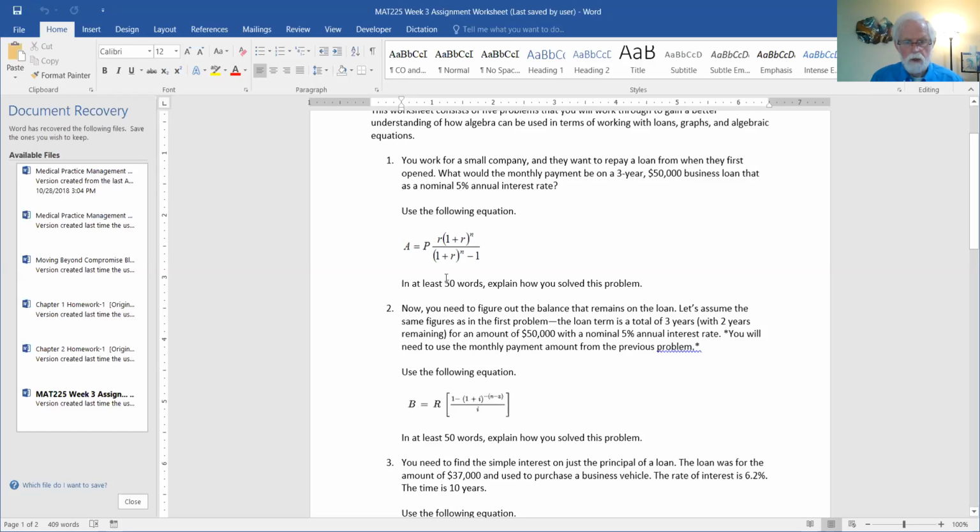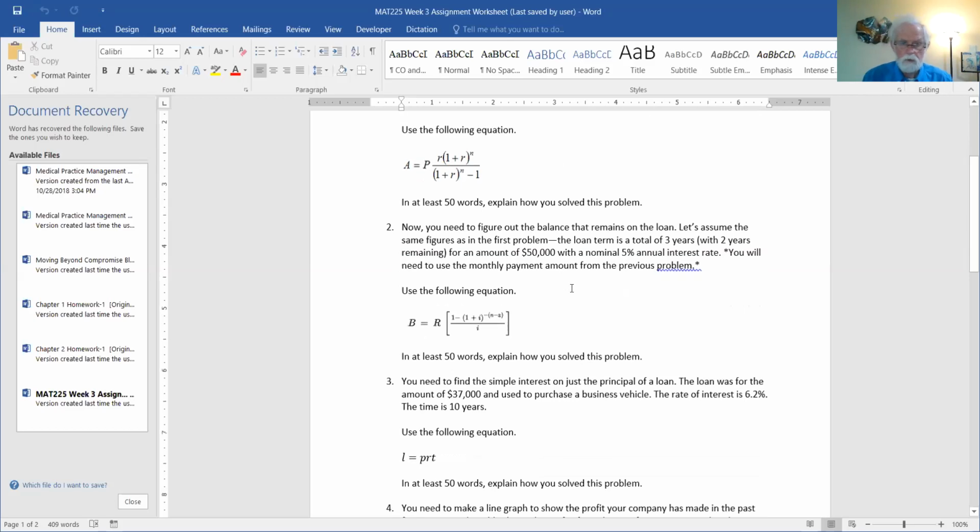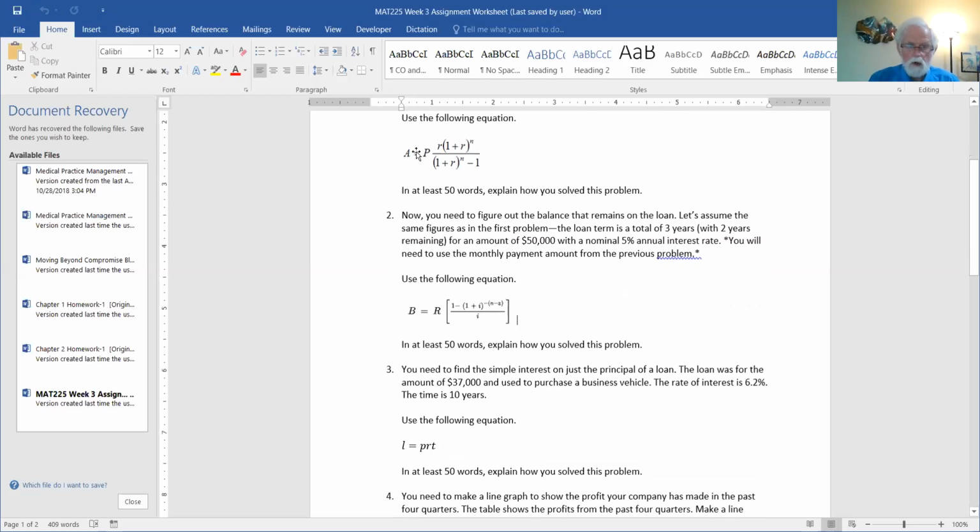So think about how you solve this. PEMDAS is the rule. First thing we do is fill in the numbers here in the parentheses with what we know. Remember that P is the principal, R is the rate. Now is the interest rate. Using that problem, what we want to do is figure out the remaining balance on the loan after 1 year, when there are 2 years remaining.